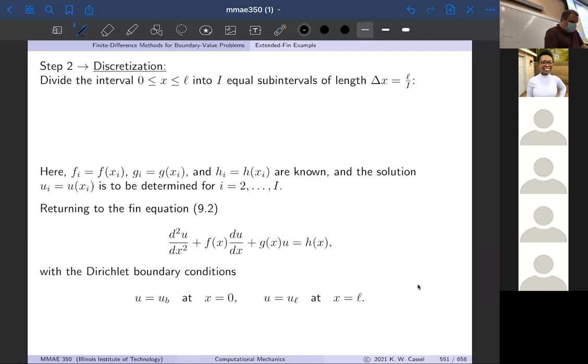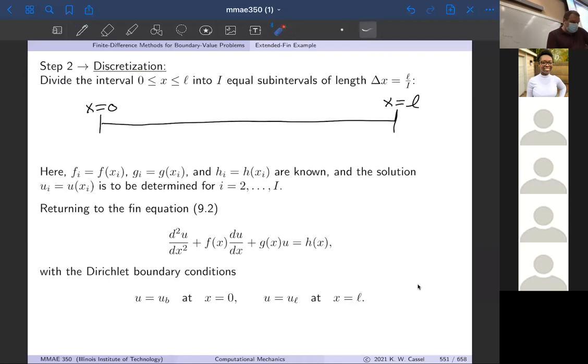So let's start with the domain. Our domain, it's a boundary value problem from x is equal to 0 to x is equal to L. And here's how we're going to discretize it. We're going to divide it up into capital I equal subintervals along the length of the fin. So in other words, each little subinterval is going to be of length L over capital I, the length over the number of intervals. The way we'll label them is as follows.